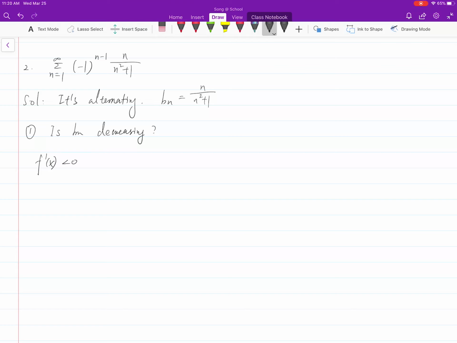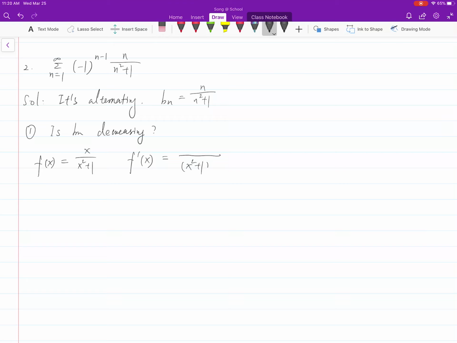Okay. It doesn't have to be always decreasing, as long as it starts to decrease from a certain term, like starting from the third term, it starts to decrease. Then the first two really don't matter. Okay? With that in mind, let's first define f(x) to be x over x squared plus 1. The reason is that you can now take the derivative with respect to x.